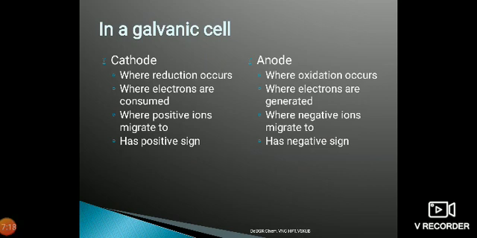So in a galvanic cell, the cathode is where reduction occurs, where electrons are consumed, where positive ions migrate to, and it has a positive sign. Whereas in the case of the anode, oxidation occurs, electrons are generated, negative ions migrate to it, and it has a negative sign.